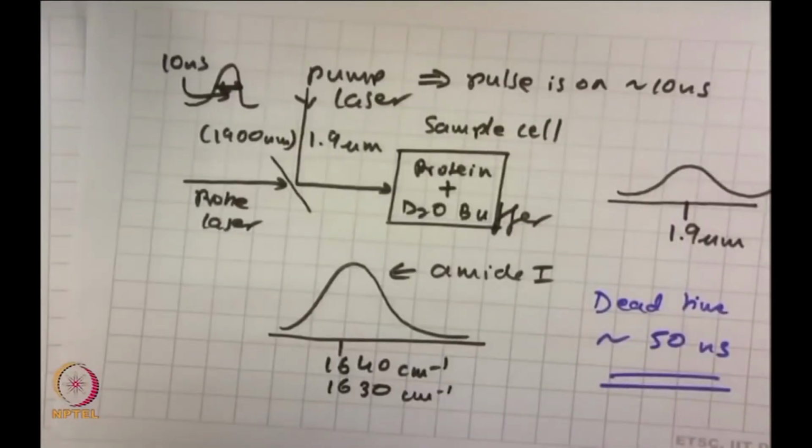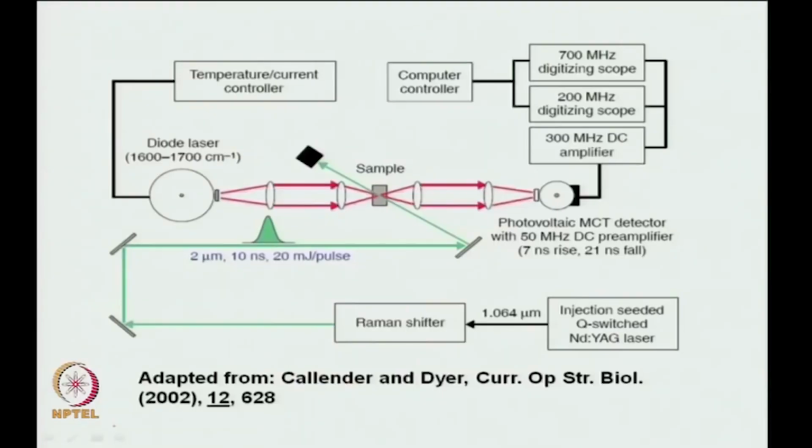Right. Now, let us come back to the slide and tell you something about the instrumentation. Just follow me, not that you have to remember it by heart. So, this is a laser, your starting laser. This laser has a wavelength of 1.064 micron, that is 1064 nanometers. It goes through something known as a Raman shifter.